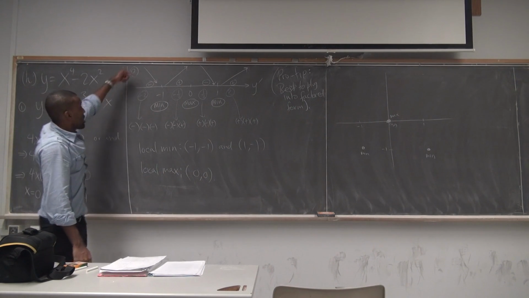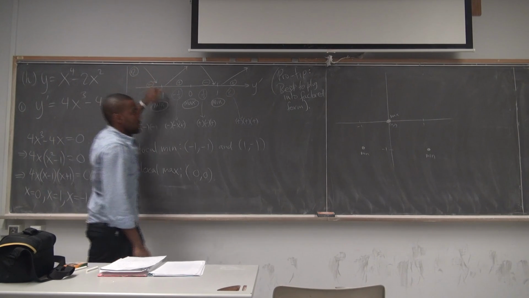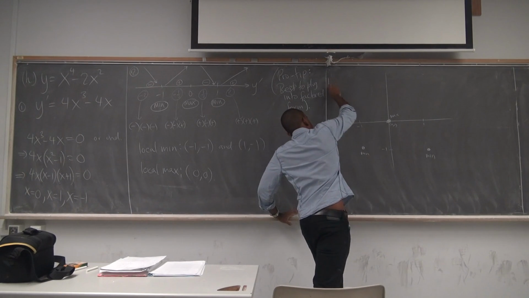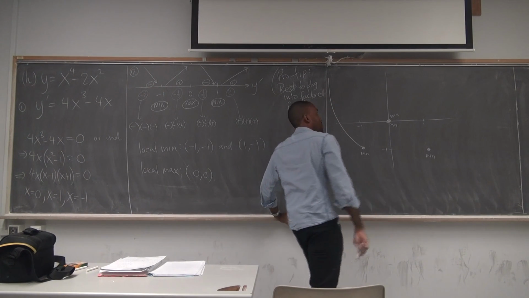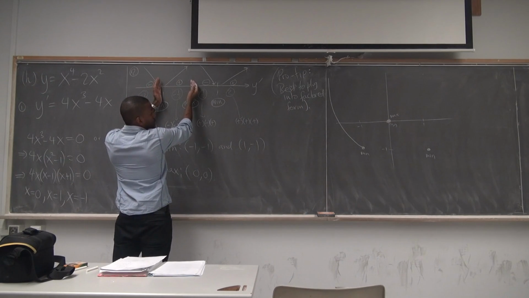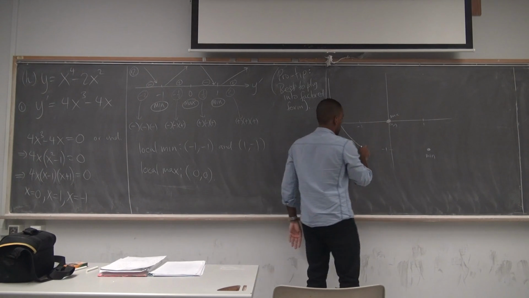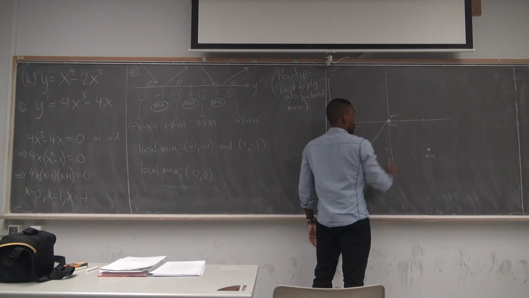Well, I know that I'm decreasing here, right? So the function is decreasing until I hit minus 1, which is a minimum. So my function is coming down, boom, until it hits that. Now between minus 1 and 0, I start increasing again. So I know I'm going to increase from this point to that point. Boom.